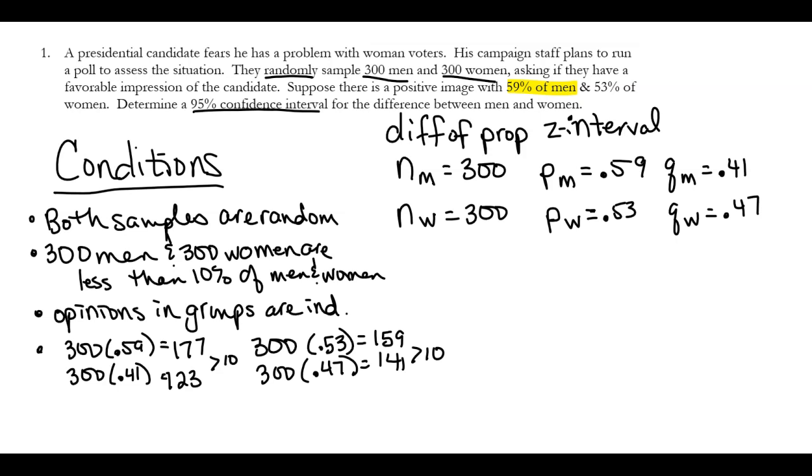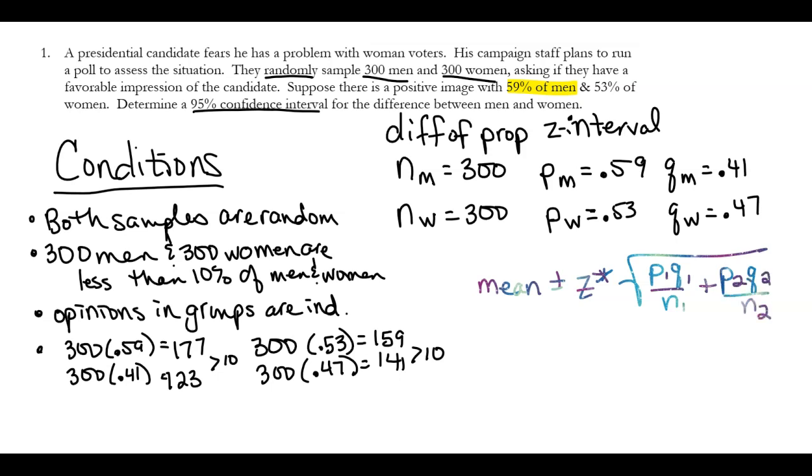And so remember our interval is going to be our mean plus or minus our critical Z times the square root of P1, Q1 over N1, plus P2, Q2 over N2. And so remember our mean is just when we subtract, and we're going to do men first because men's bigger. And so 0.59 minus 0.53 is 0.06. And then our critical Z, 95%. Remember our critical Z for 95% is 1.96.